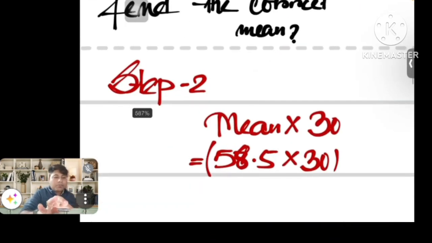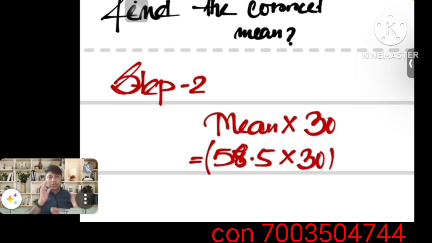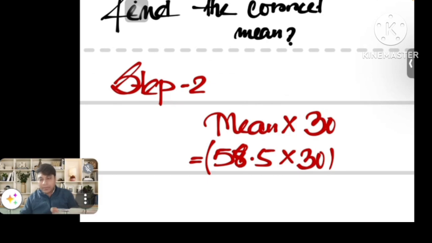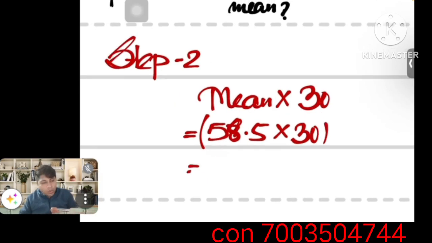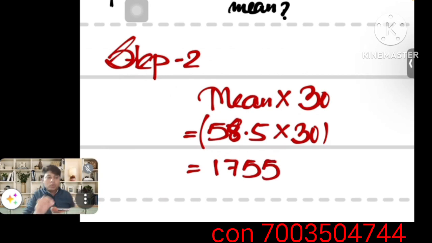So step number one, you have to calculate the total marks of the students obtained. If you multiply, it will come to 1755. Simple multiplication. Okay. Step number two.